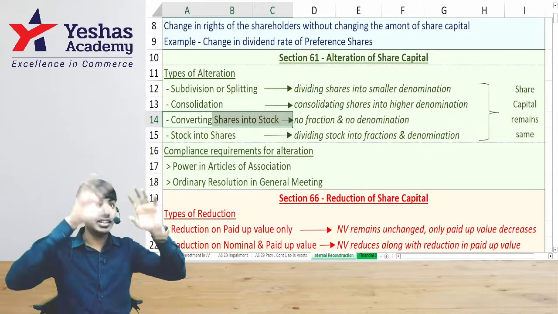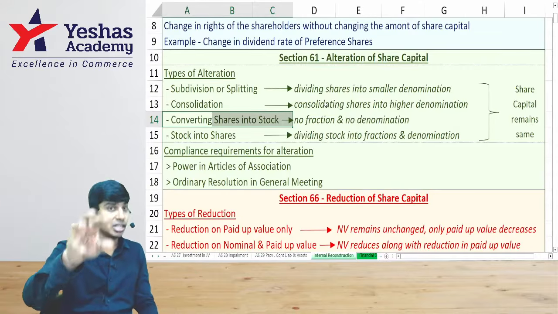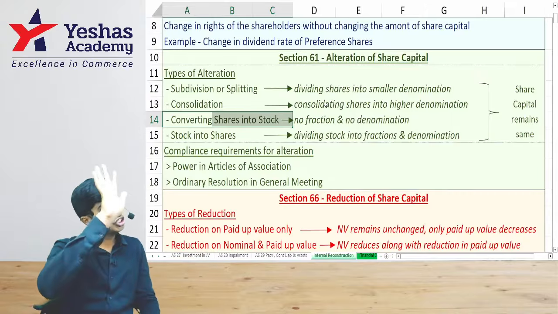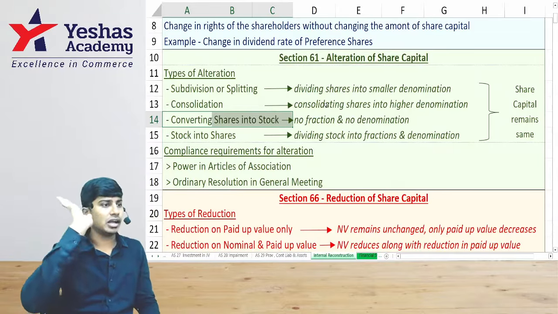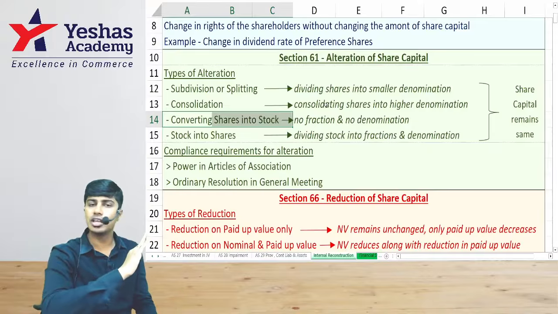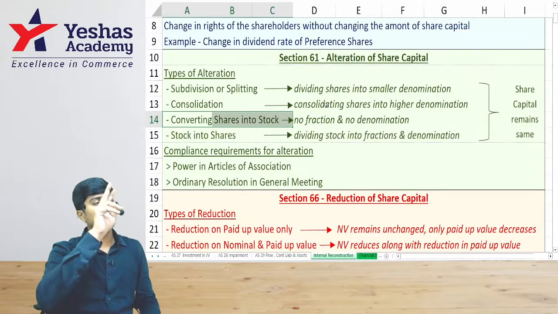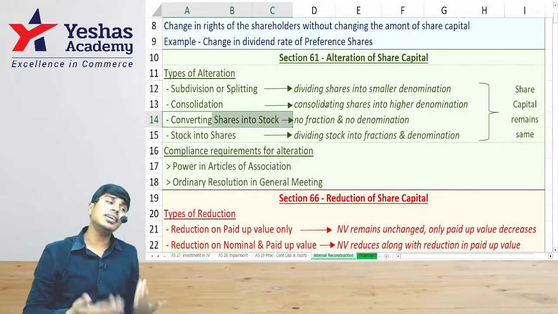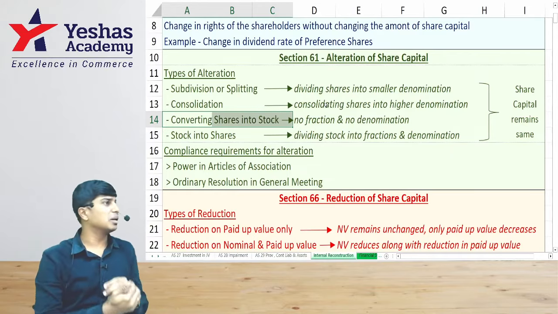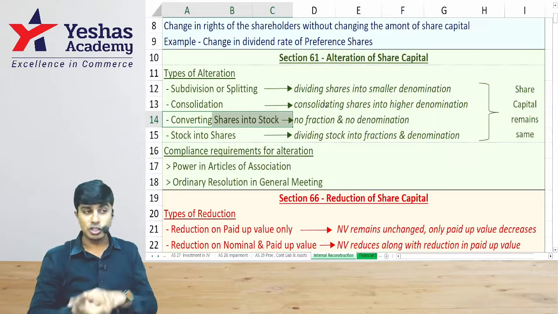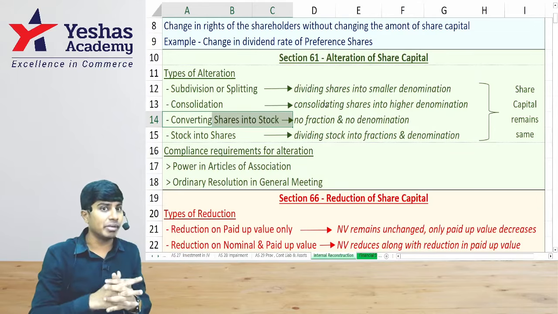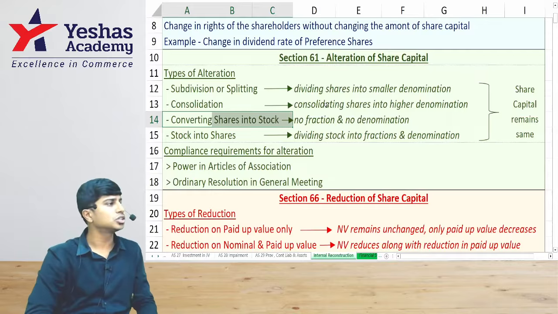So it will convert 10,000 shares of rupees 10 each, rupees 1 lakh share capital into stock of 1 lakh. There is no number of shares, there is no denomination. This is conversion of shares into stock. When the company has not decided what way to subdivide or consolidate, it has not taken the decision, but it wants to freeze the trade in the market, it will convert shares into stock.